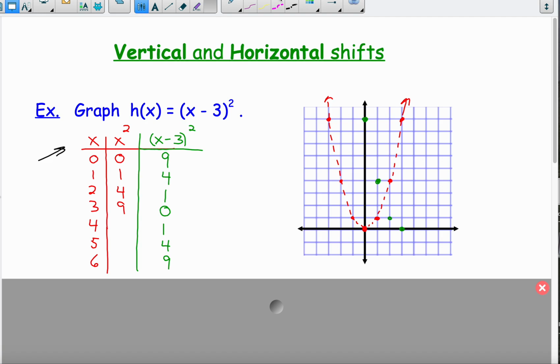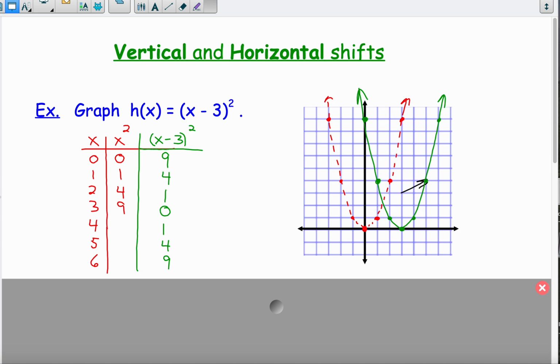4, 1, 5, 4, and then 6, and I jump way up here. So look what happened to my graph. You probably already know what I'm going to say before I say it, just by looking at this visually. You can see that every point on the original parent function got moved over 3 units to the right.